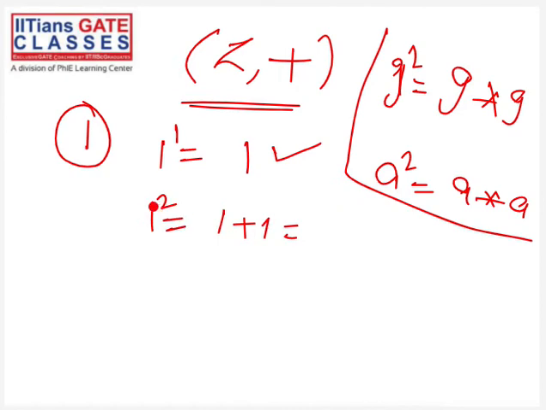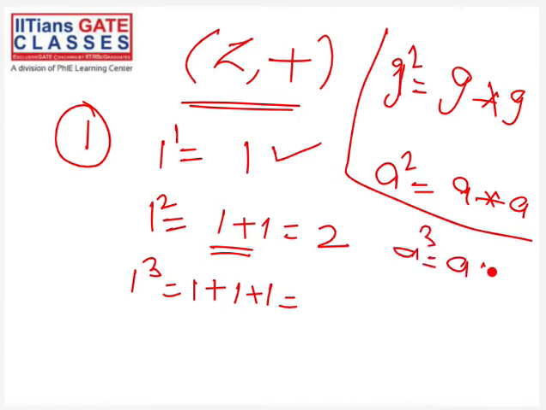So 1 square, what is 1 square? That is 1 plus 1, and that is 2. Now you can generate 3 also. 1 cube will be this, because A cube will be A star A star A. This is how we define power.